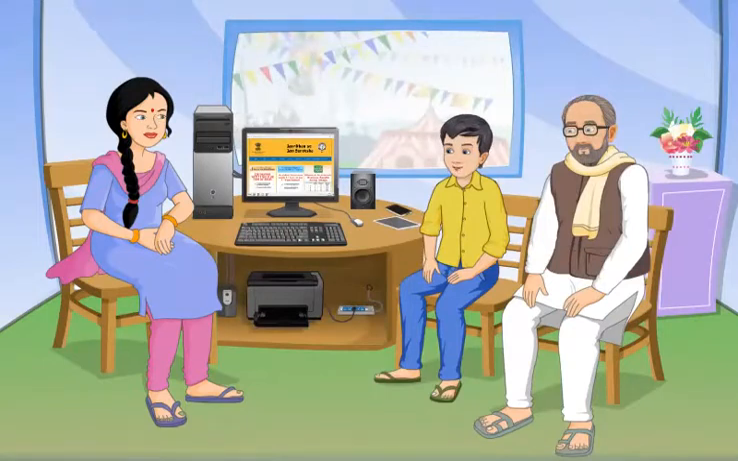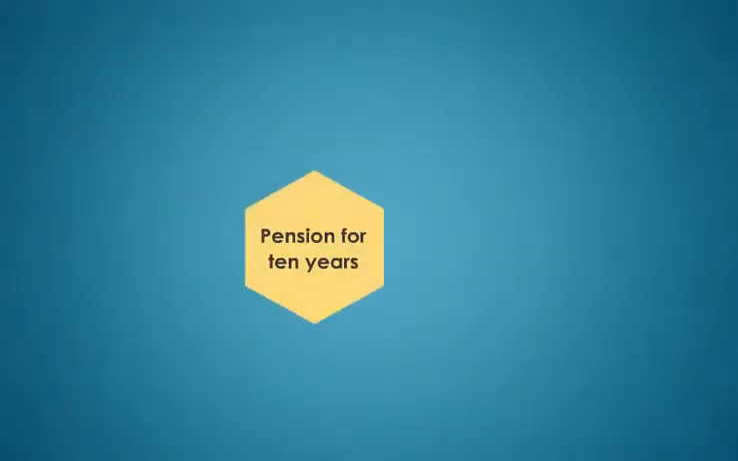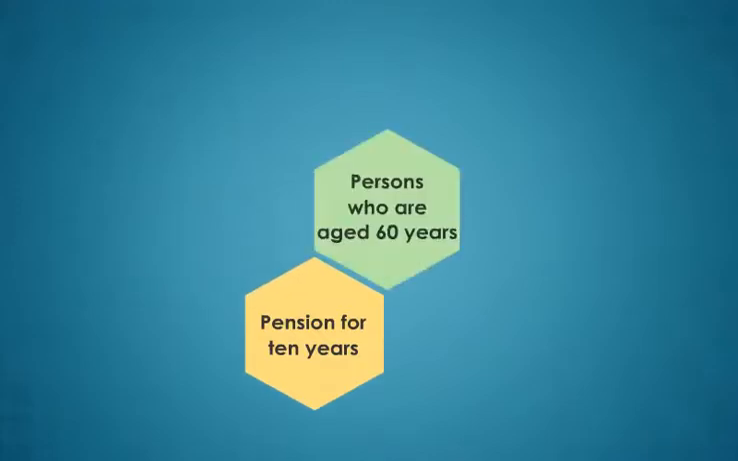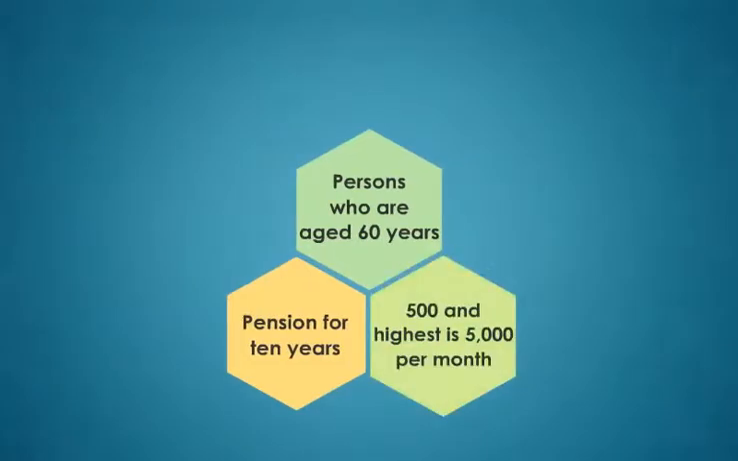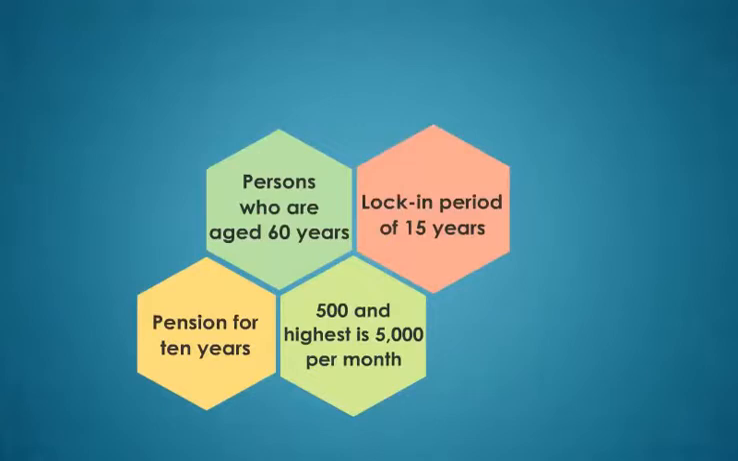Please tell us something more about this scheme. The scheme states that it will provide an assured pension for 10 years. The plan is aimed at providing financial security to the person who are aged 60 years. Minimum pension under Varishtha Pension Bima Yojana will be 500 rupees and highest is 5,000 rupees per month. LIC Varishtha Pension Bima Yojana has a lock-in period of 15 years.